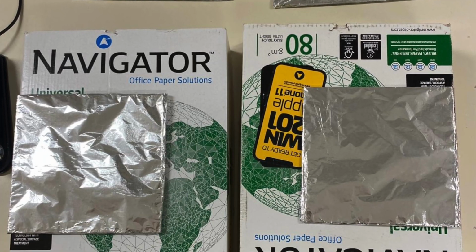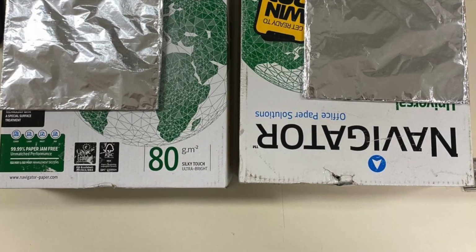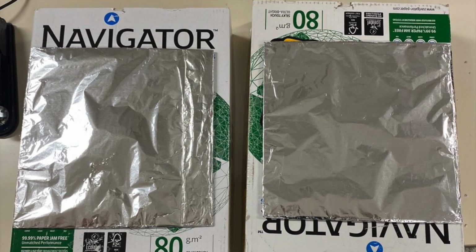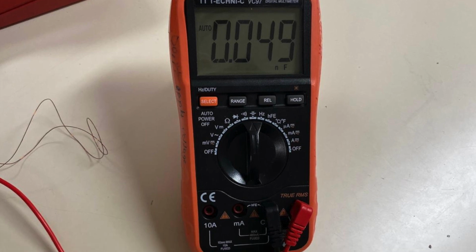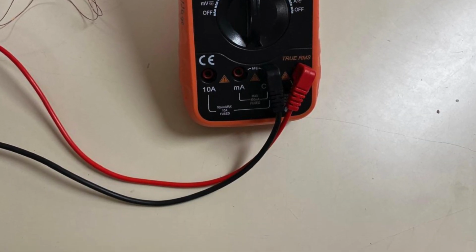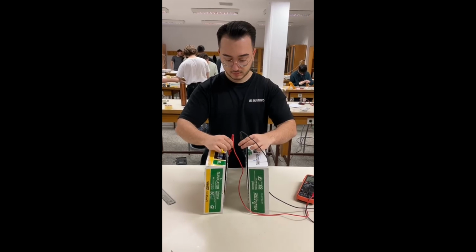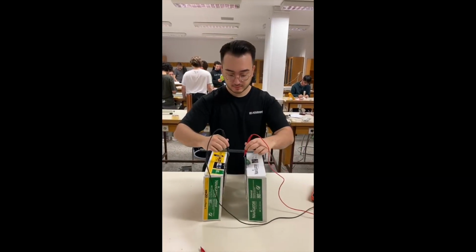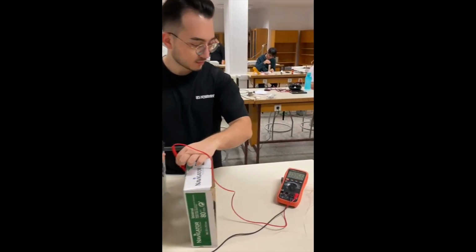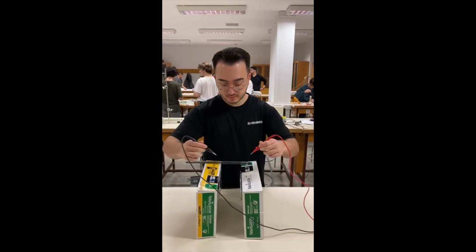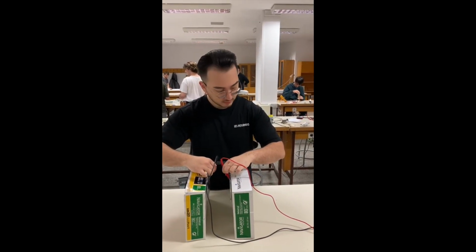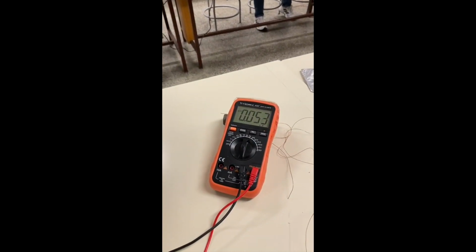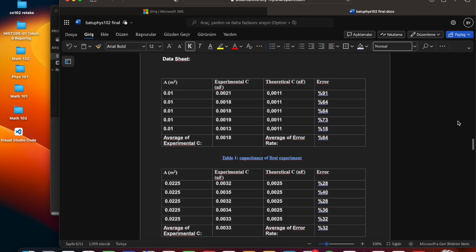This is another plate area of my capacitors, and this is the biggest plate area of my capacitor. And this is the multimeter. So this is my experiment. As you can see, I made a handmade parallel plate capacitor, and I'm changing the plate area and measuring the capacitance of each capacitor. So that's my experiment basically. I conducted the experiment 5 times for each setup for accuracy.